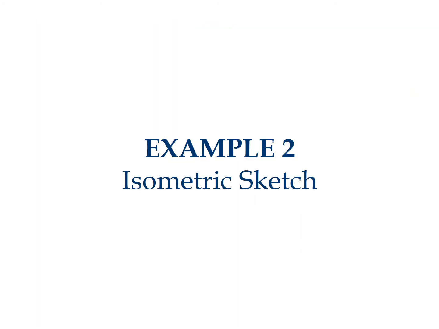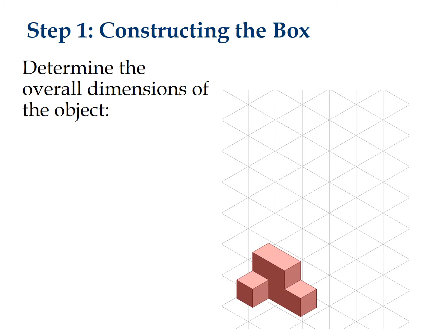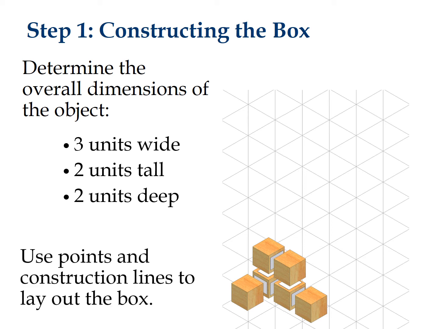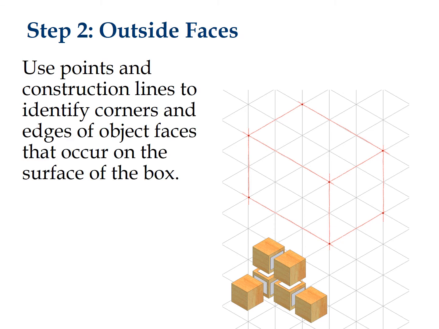Example 2. Determine the overall dimensions of the object. So we have this object on the screen that we're going to sketch. It's 3 units wide, 2 units tall, and 2 units deep. And when we say units, we mean little cubes. Use points and construction lines to lay out the box, the imaginary box. So they are sketching the overall imaginary box that object could rest in or sit in.